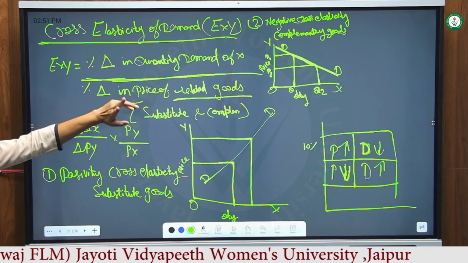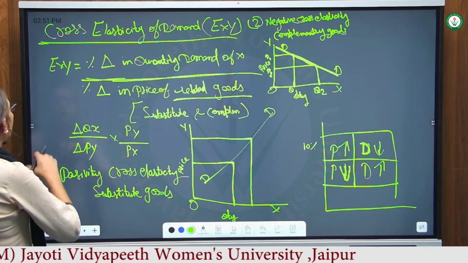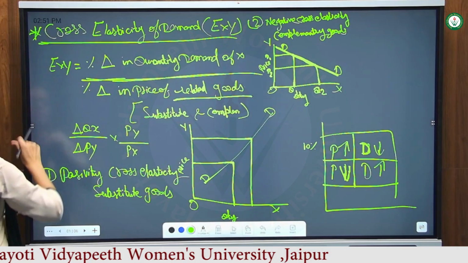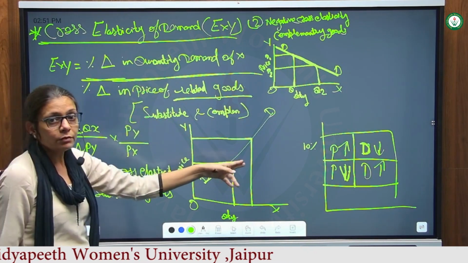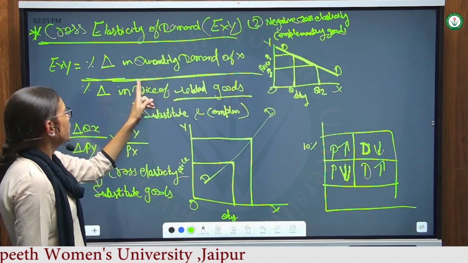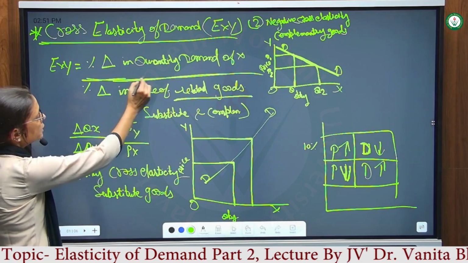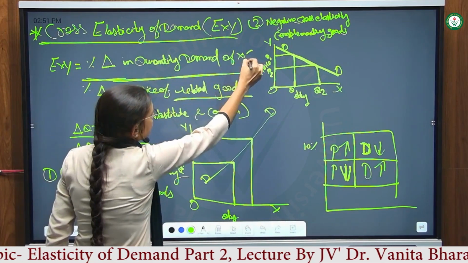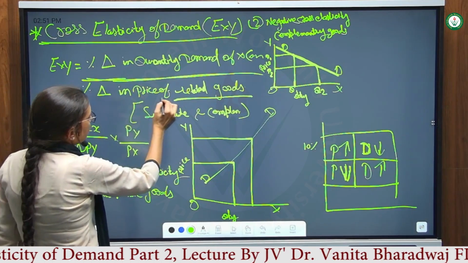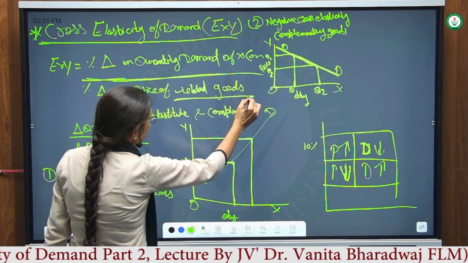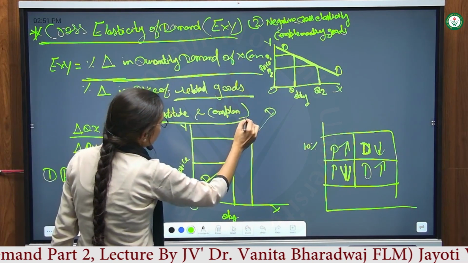In last class we were talking about the price elasticity of demand. This is the new topic, cross elasticity. Calculating cross elasticity according to the percentage method, we use this formula: percentage change in the quantity demanded of X commodity divided by the percentage change in the price of the related commodity. What are the related commodities? Related commodities are substitute goods and complementary goods.